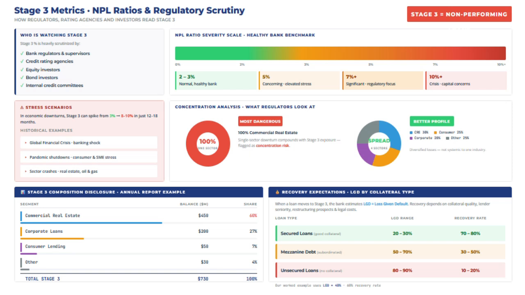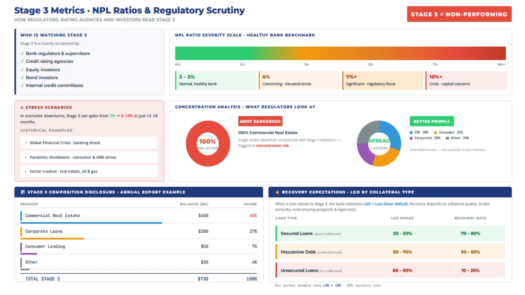So here we are discussing the NPL ratio severity scale, with the healthy bank's benchmark. And 10% plus means crisis and capital concerns. So basically in stress scenarios, in economic downturns, stage 3 can spike from 3% to 5% in just 12 to 18 months. During the global financial crisis, banking sector stage 3 exploded. During pandemic shutdowns, consumer and SME stage 3 surged. During sector crashes, the real estate and oil and gas concentration risk materializes.